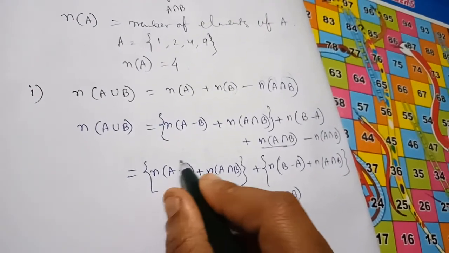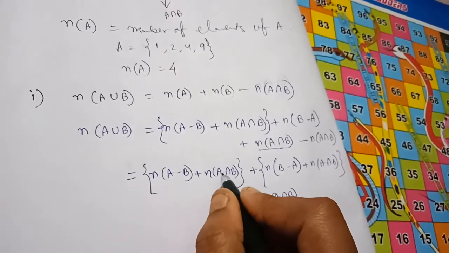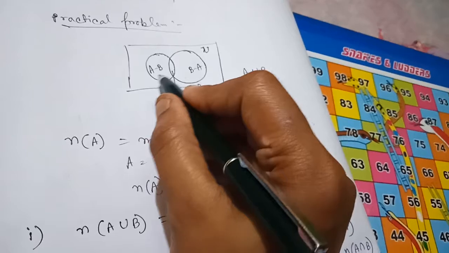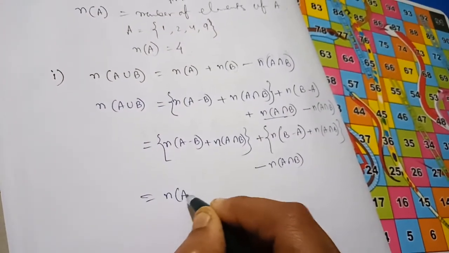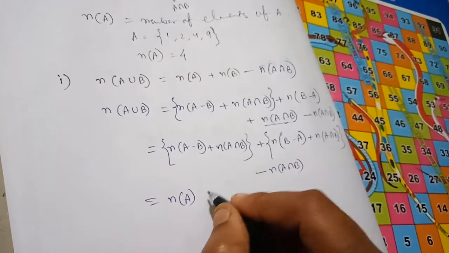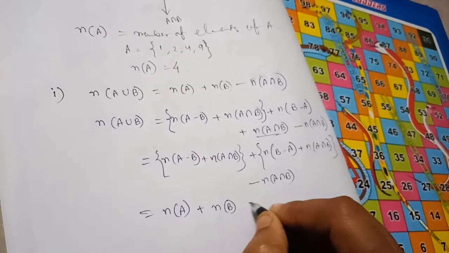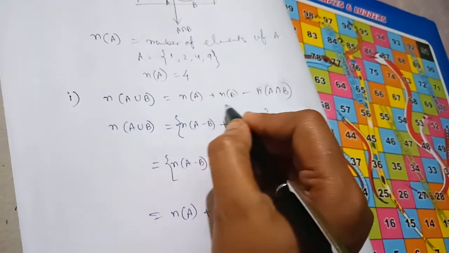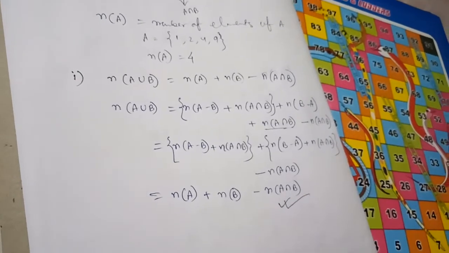Now A minus B part and A intersection B part, if we take them together, we get the whole set A, isn't it? Look at this, A minus B and A intersection B added give the whole set A. That means this is the number of elements of whole set A, plus similarly the number of elements of whole set B, minus n of A intersection B. Look at this, we needed to prove it and we just proved it, right? So we have got it.